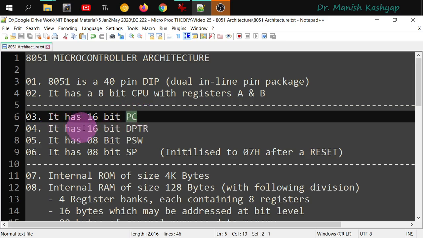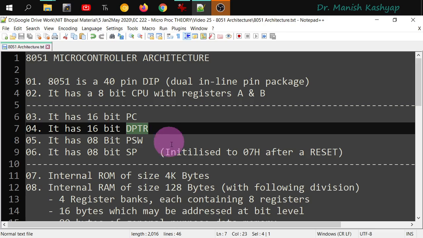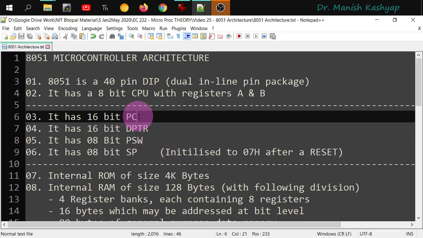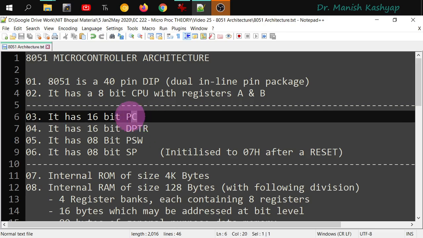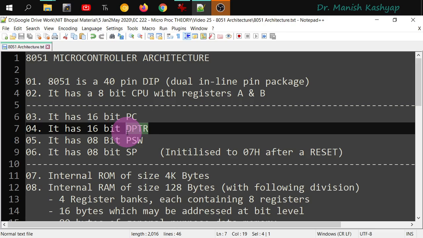Similarly, it has got a 16-bit DPTR. Now, what is this DPTR? DPTR is the data pointer, right? Similar to the program counter, you have a data pointer. So in 8051, we need to keep in mind that program memory and data memory are separate. And to traverse the program memory, we have got this program counter. And to traverse the data memory, we have got the data pointer, right?